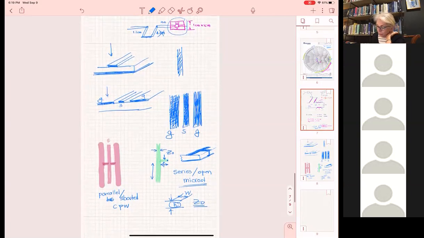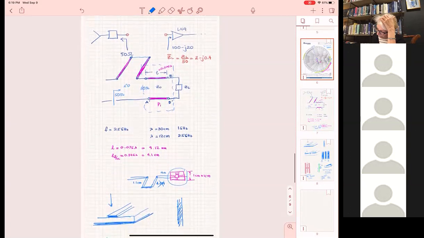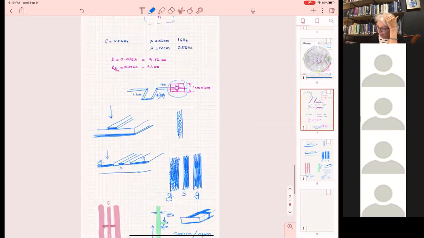So that's how we lay out things. Any other questions?